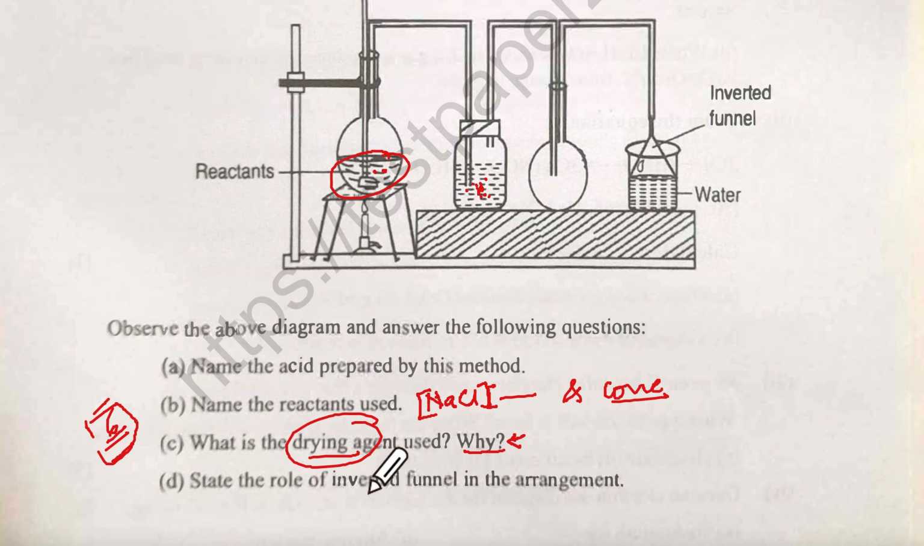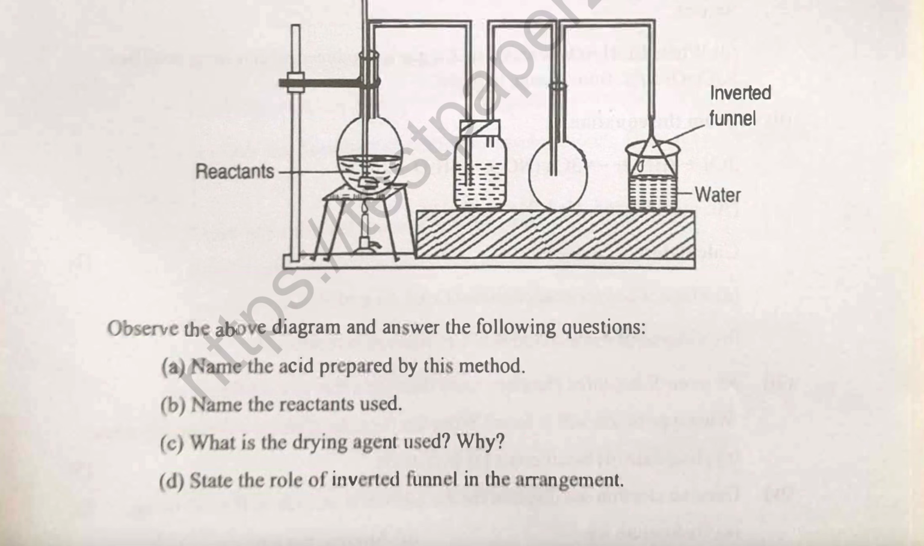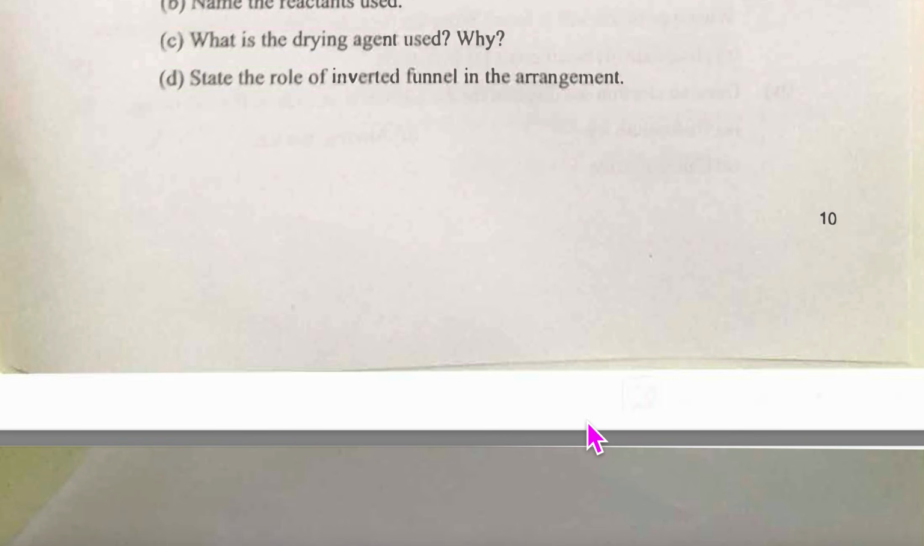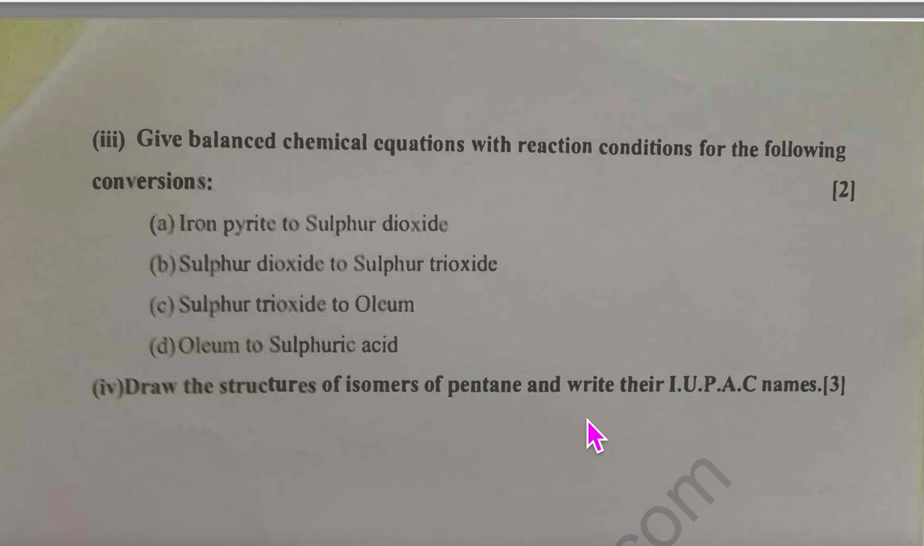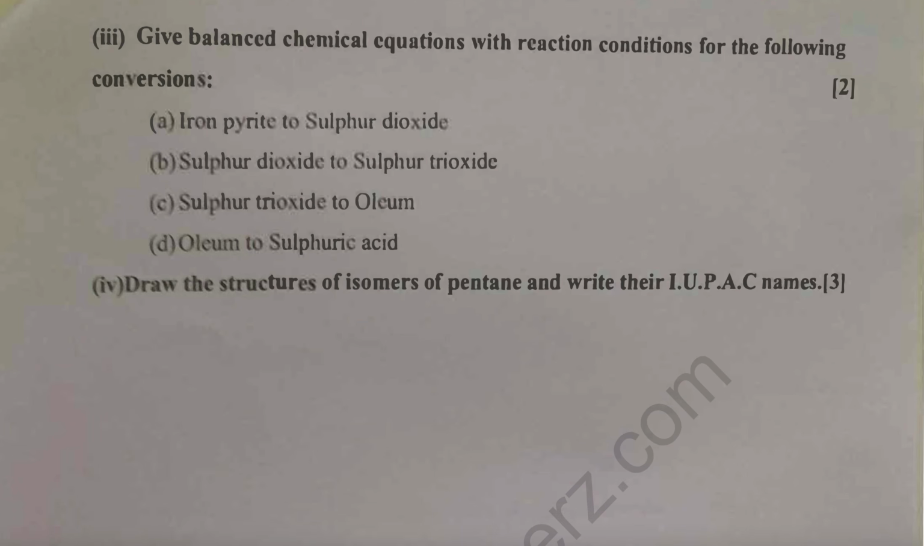State the role of the inverted funnel. Number 1, it prevents back suction. Number 2, it provides a large surface area for absorption and dissolution. Then we have balanced chemical equations. Iron pyrite. What is the formula for iron pyrite? FeS2.